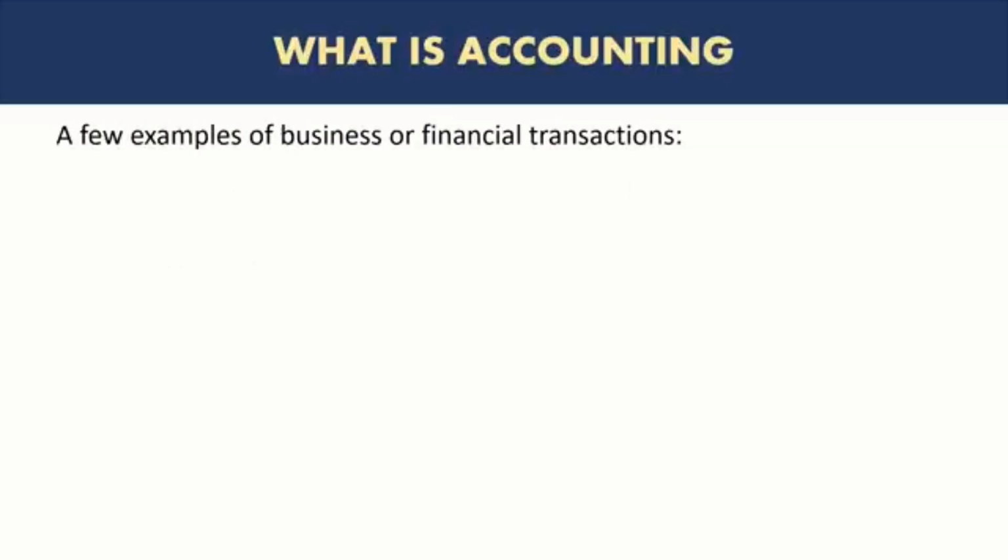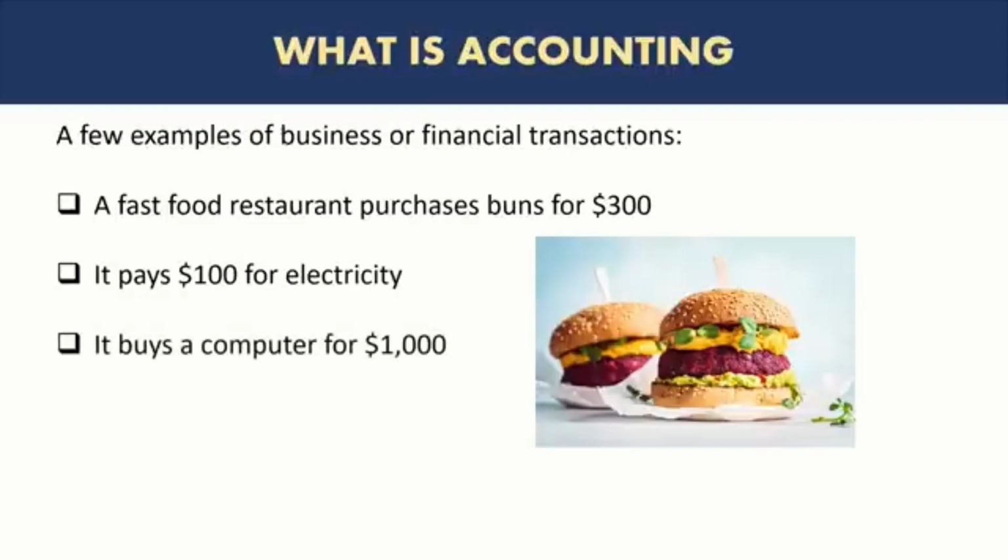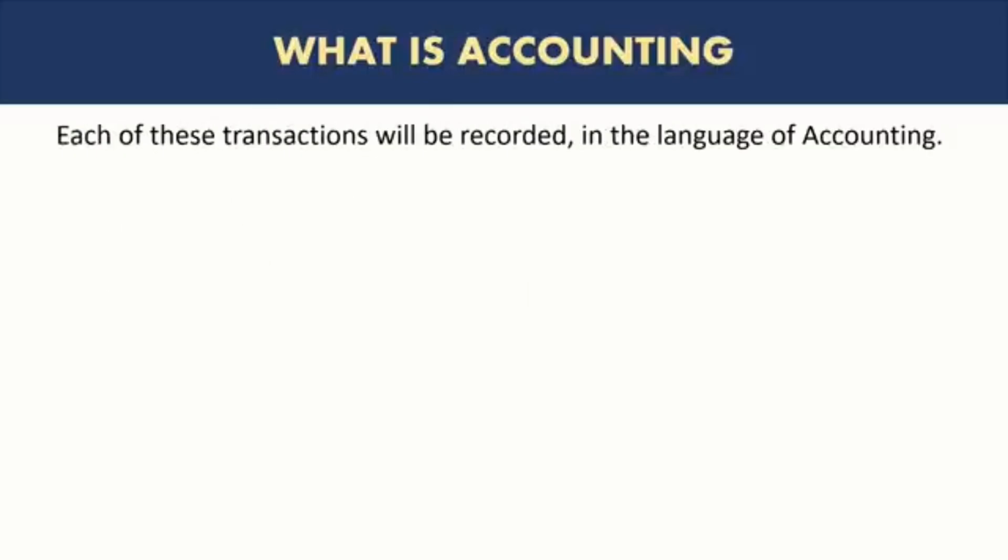Let's take a look at a few examples of business or financial transactions. A fast food restaurant purchases buns for $300. So they produce burgers and they purchase buns that make the burgers. Another example is the fast food restaurant pays $100 for electricity. It also buys a computer for $1,000. So these are three simple examples of business transactions. Note that all of them involve money, and as per the rules of accounting, there is a specific method to record these transactions. Each of these transactions will be recorded in the language of accounting.